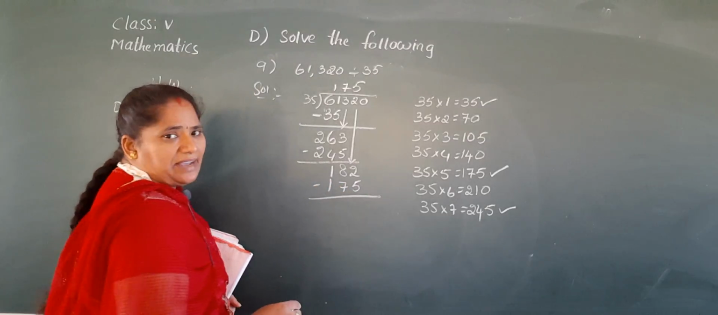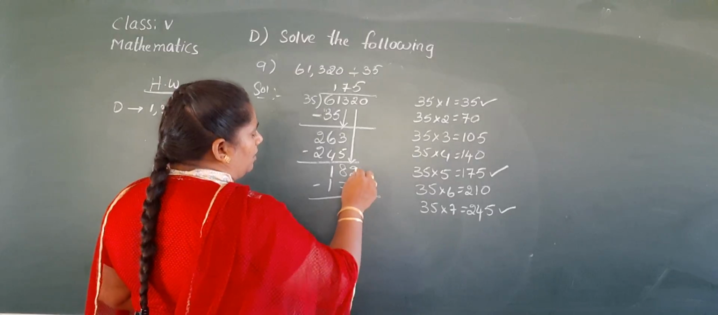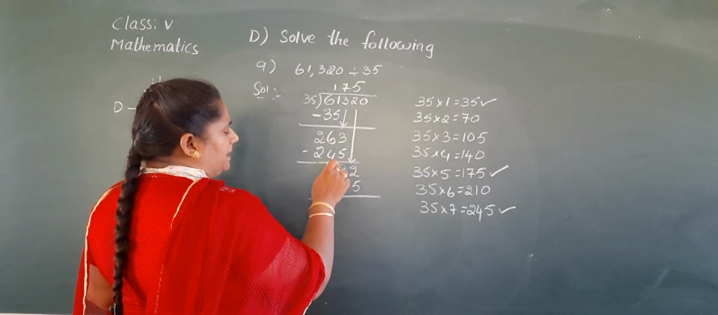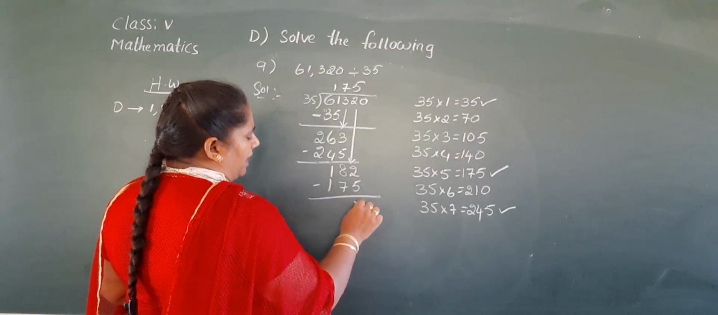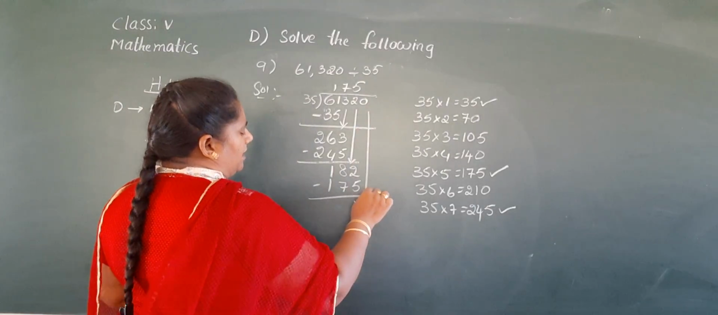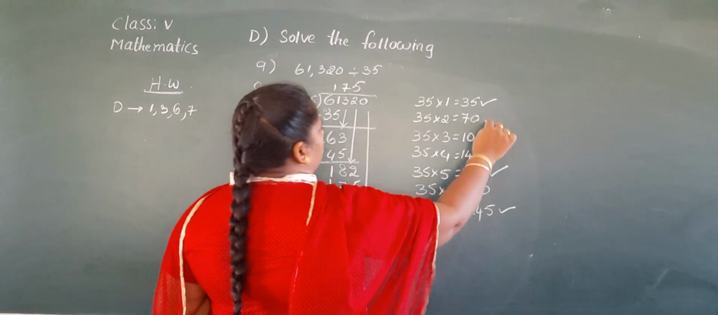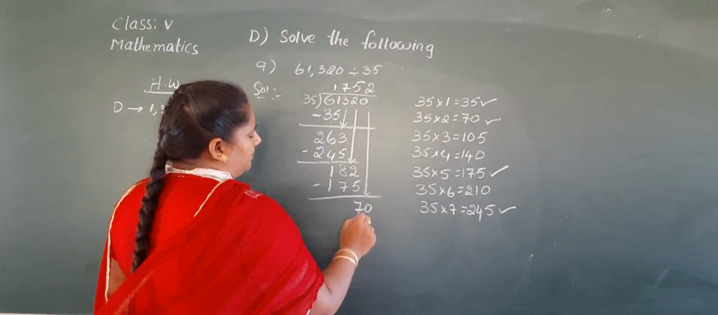Now 2 minus 5 is not possible, so again you take borrow. 2 becomes 12, 8 becomes 7. So 12 minus 5 is 7. 7 minus 7 is 0. So you take down 0. Now the number is 70. So 35 2s are 70.